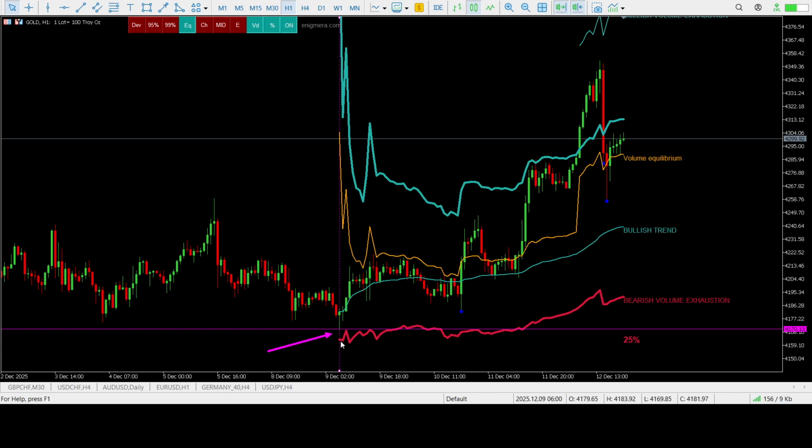We got also the bearish volume exhaustion line, the bullish volume exhaustion line, and the volume equilibrium line, which are the most important lines of the Meravith.